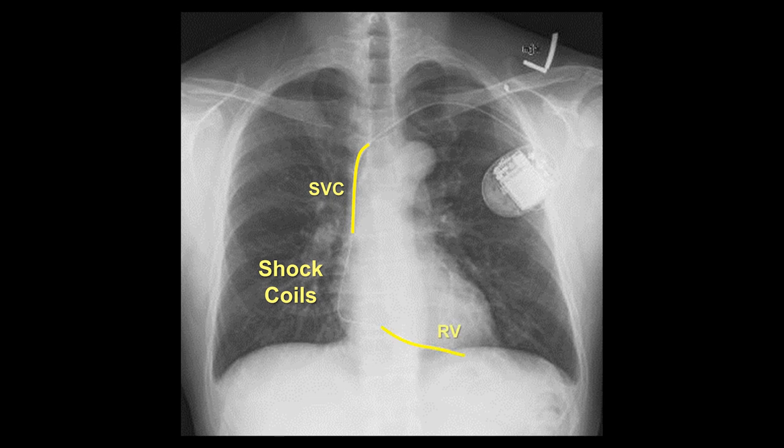With ICDs that have only 1 shock coil, it's the RV coil that's placed, and the SVC coil that's omitted. There are different possible configurations for the defibrillation current, but the most common is for the RV coil to serve as one pole, with the SVC coil and generator together serving as the other.